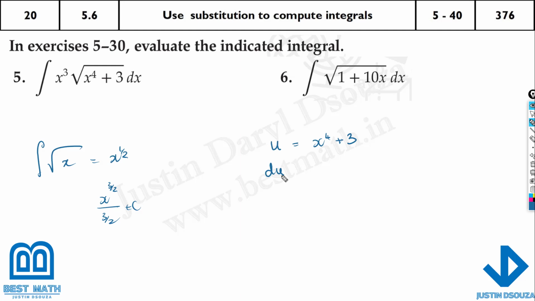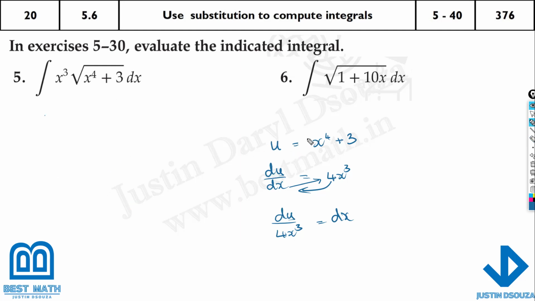And now let's do du by dx. When we derive it, what we get is 4x power 3, and this is gone because it's 0 when we derive it. Now we can rearrange this dx and apply whatever is remaining. So we take dx to the other side and this down. So du divided by 4x power 3 is equal to dx, right? Now for the given equation, we will substitute whatever we have assumed. We have assumed u to be whatever is inside the square root, so that becomes u. X cubed, there's nothing, so let us leave it like that. What is dx? Dx is du divided by 4x power 3.